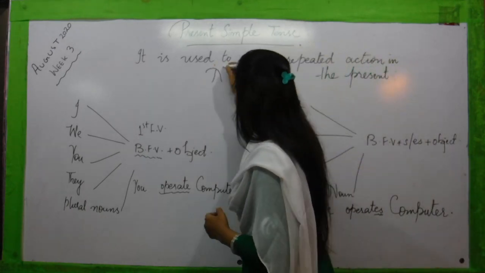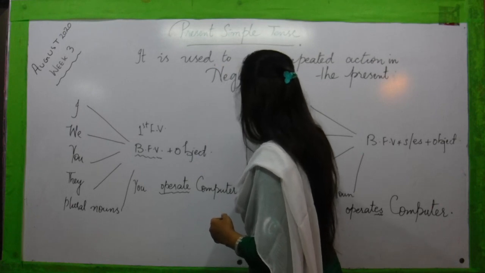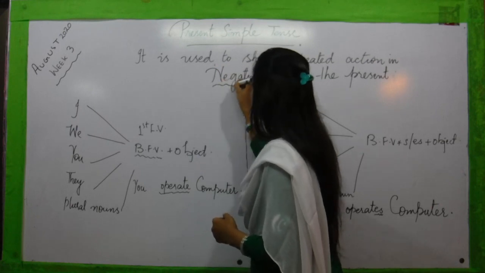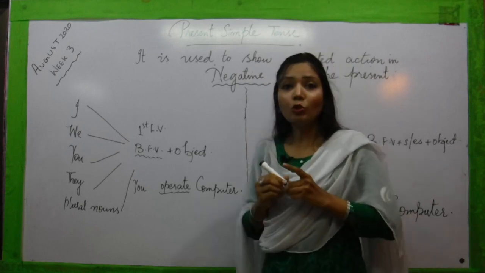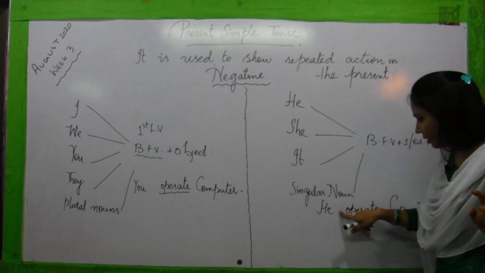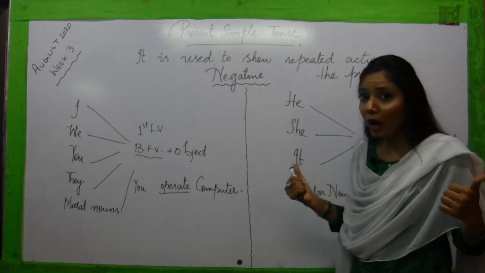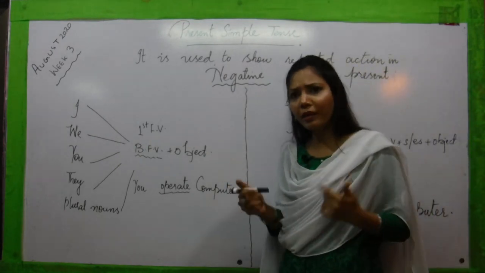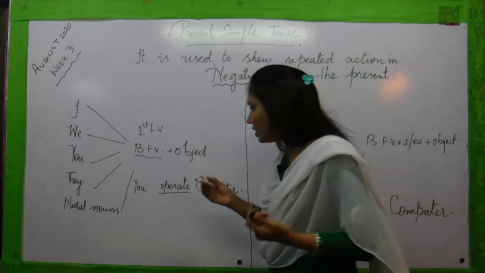How do we make its negative sentence? Let's see. My dear students, there is no helping verb. Can you see any helping verb after the subject? No. Here? No. There is no helping verb. So how to make negative? It's easy to make negative.